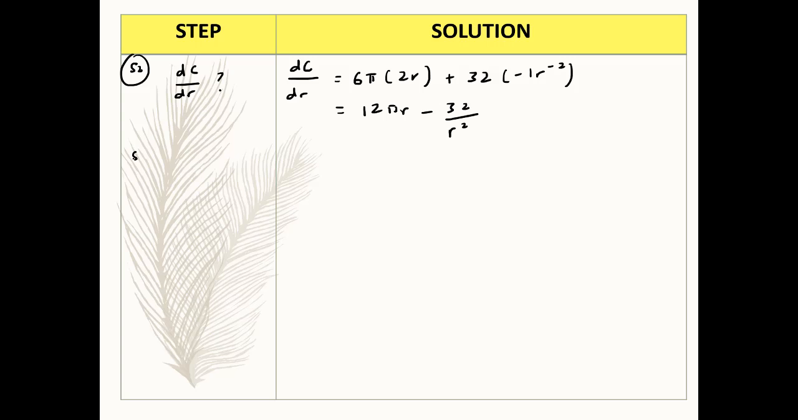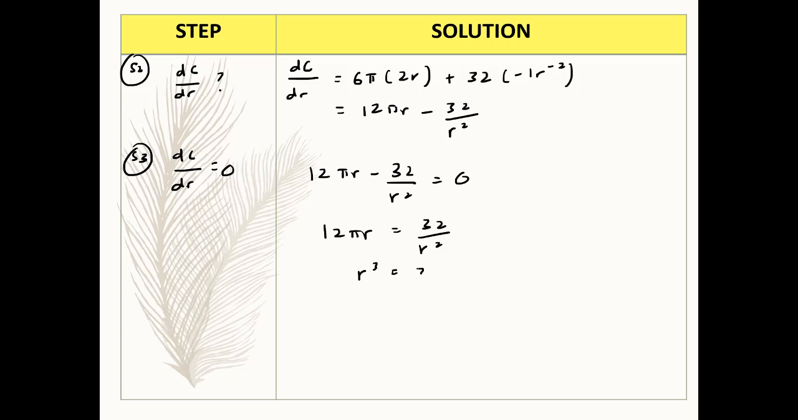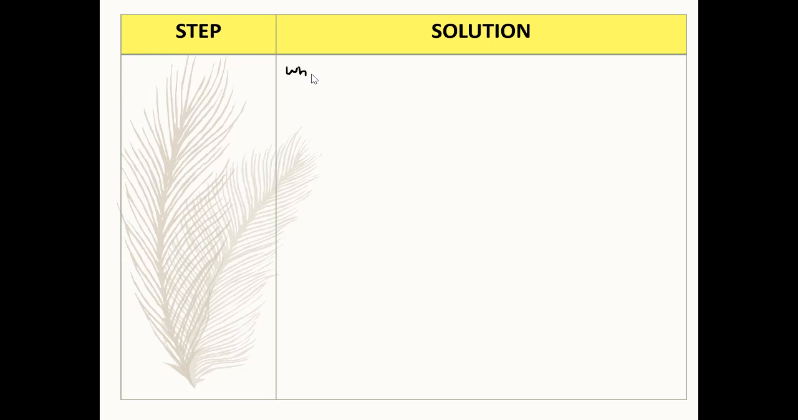And then we need to find the values of r, so we go to step number 3, which is we equal dC over dr equals to 0. So we got the values of r. So here we equal to 0, and then we find the values of r. So the value of r is equal to 0.947, right?